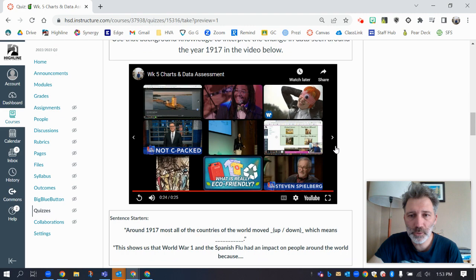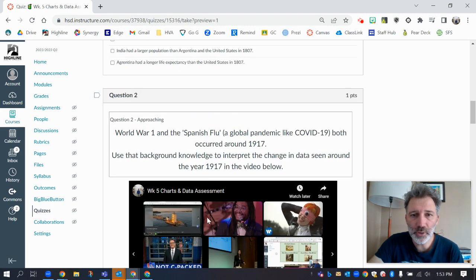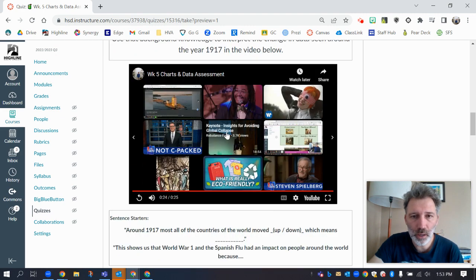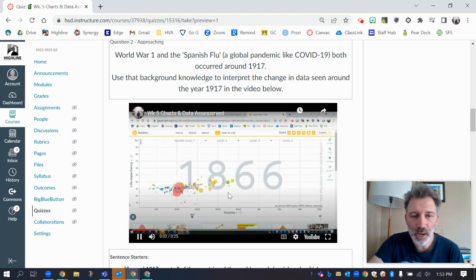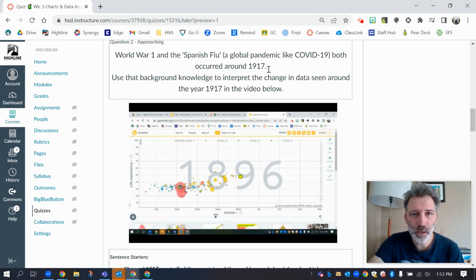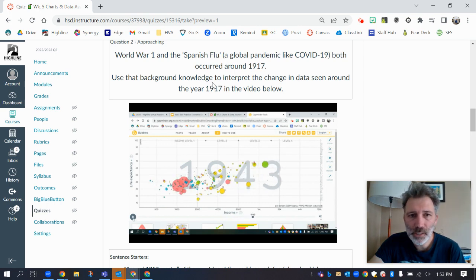Okay, next question. There's a video here showing this interactive data on Gapminder with this chart, and it gets up to 1917, right? Up here it says World War I, the Spanish flu, both occurred in 1917. Use that background knowledge to interpret the change in data seen around the year 1917.